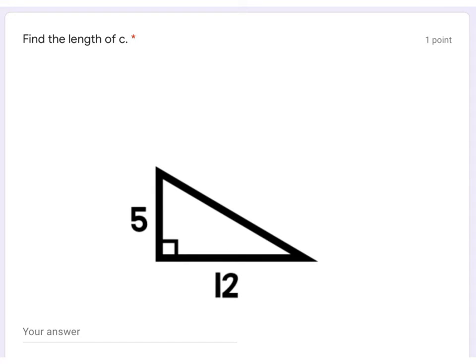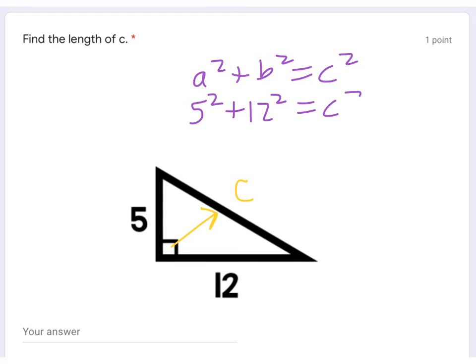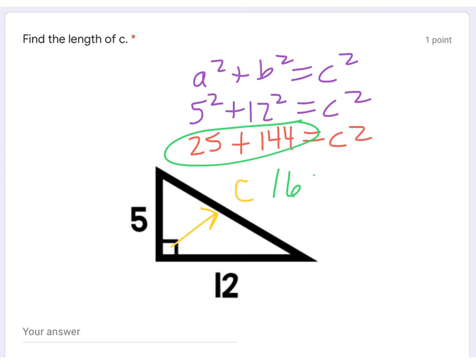So the Google form, you'll have to fill in your name and class period, and then it's the same thing. A squared plus b squared equals, you know it, c squared. So here we go. We're looking for the longest side, which is the letter c. So we sub in 5 squared plus 12 squared to get c squared. And then we'll get 25 plus 144 for c squared. We add that together, which is 169 for c squared. And then the final step, take the square root, and we'll get 13.